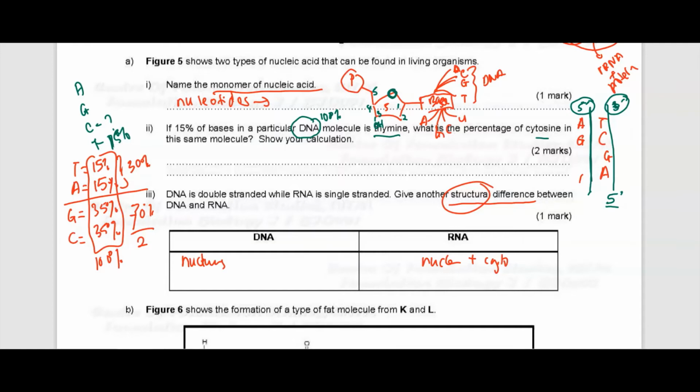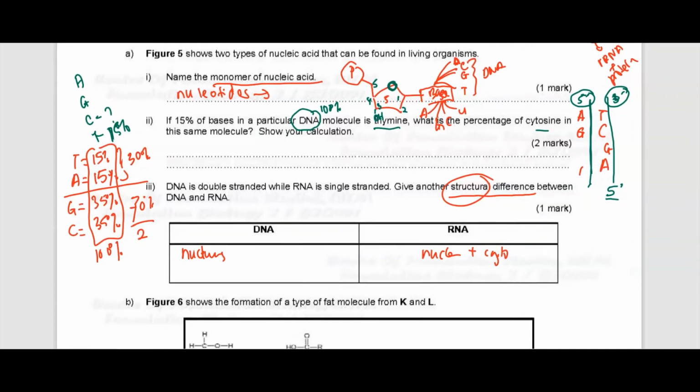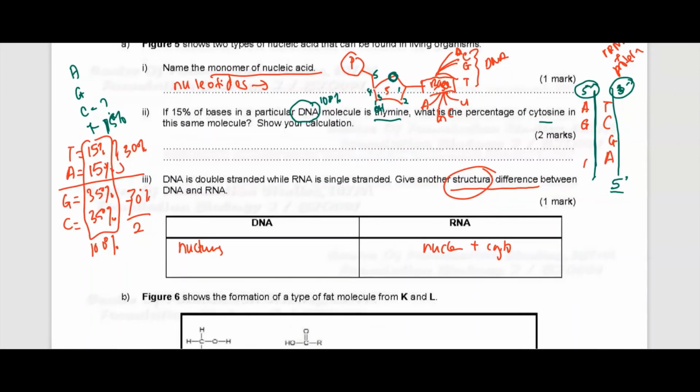So you can erase this out to write the correct answer. DNA, the size is larger or longer. For RNA the size is smaller or shorter. That one you can straight away get 1 mark.